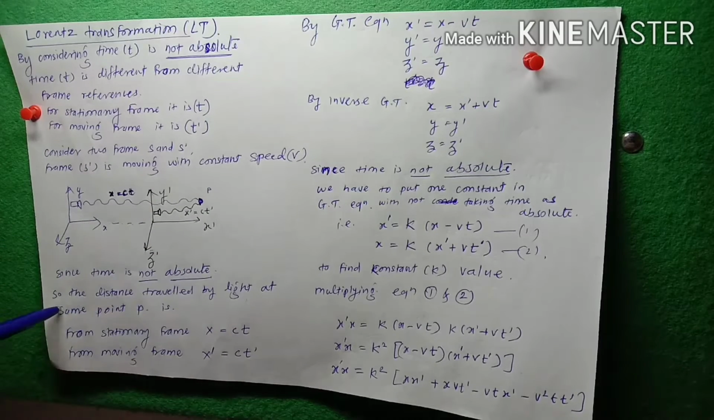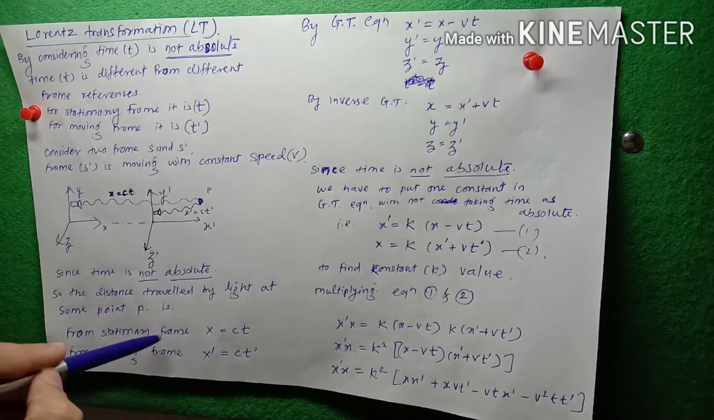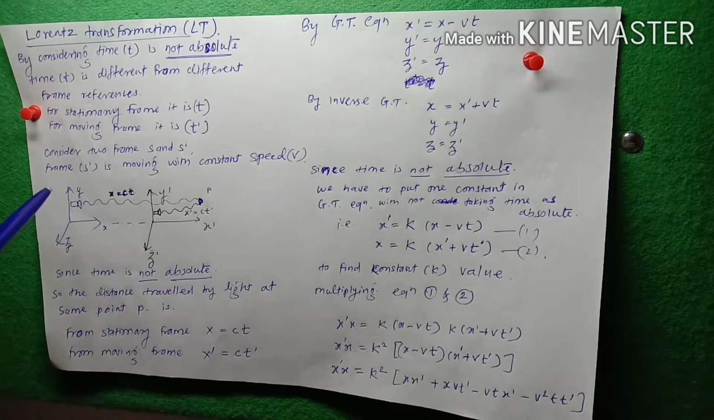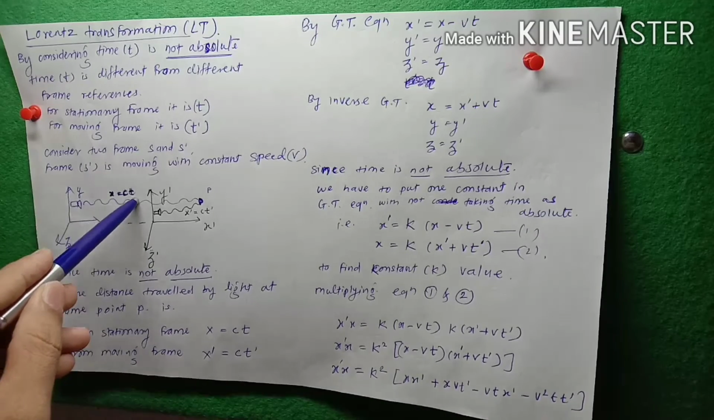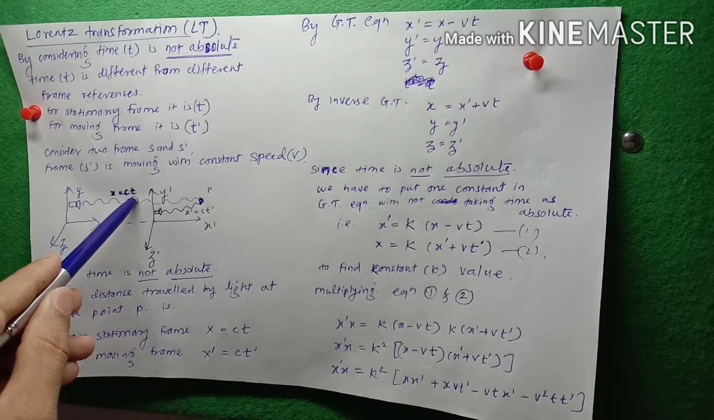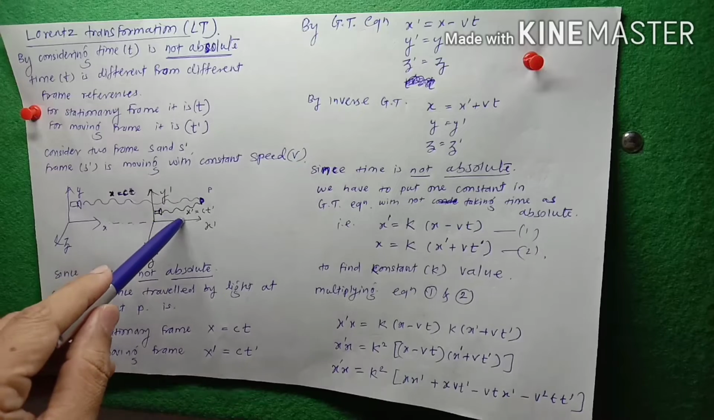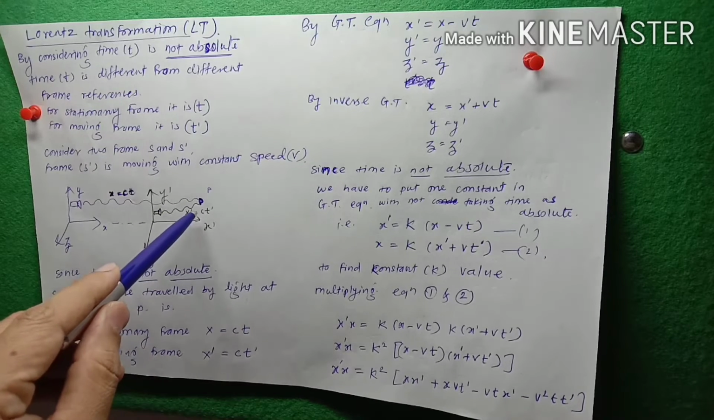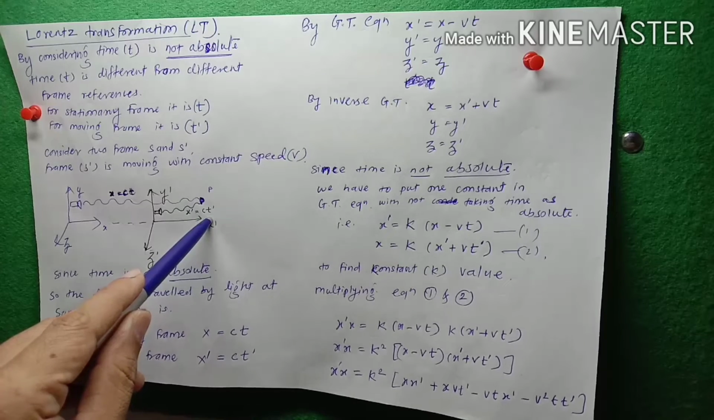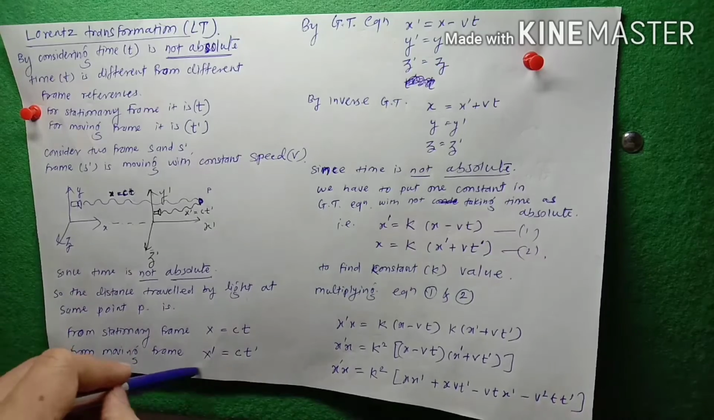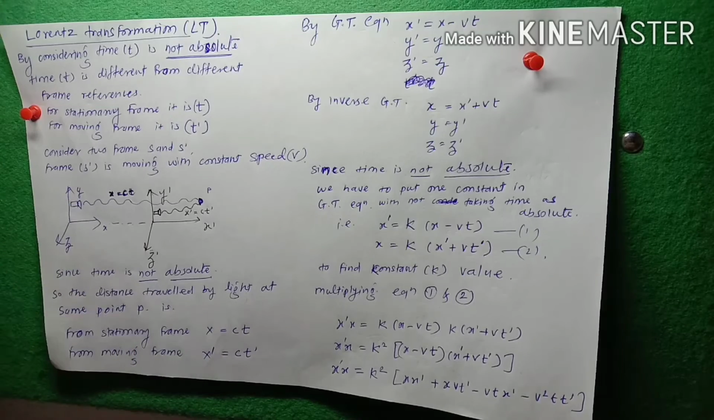Since time is not absolute, the distance traveled by the light at the same point P is, from the stationary frame, x is equal to ct. We all know the formula, distance is equal to speed into time. So speed is constant. For the stationary frame of reference, the time is t, and for the moving frame of reference, the distance is x dash. x dash is equal to c, which is the same, and here the interesting thing is not t but t dash, because we are talking about the moving frame of reference. So we got these two equations, x is equal to ct and x dash is equal to ct dash.